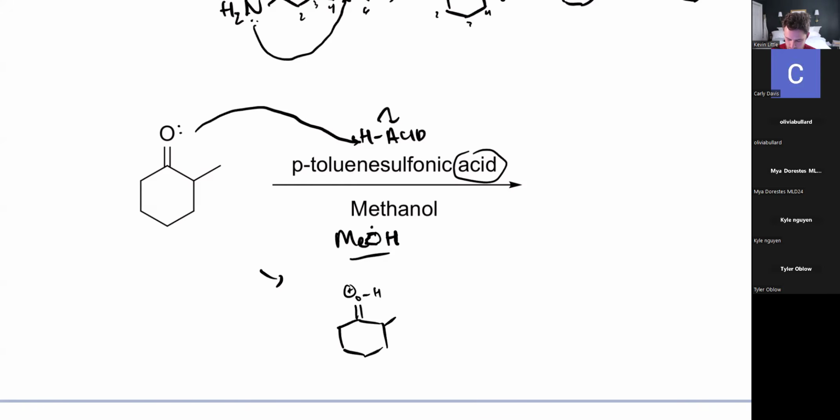Second step, this methanol adds: nucleophile attacks electrophile. I formed a tetrahedral intermediate. My best leaving group is this OH because this is what I just added in. I'm not going to get rid of that. So the OH takes this proton.